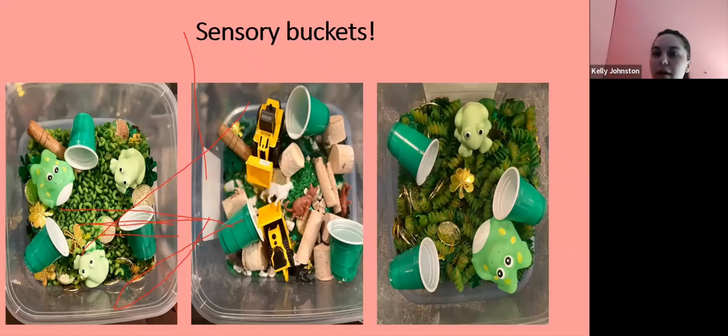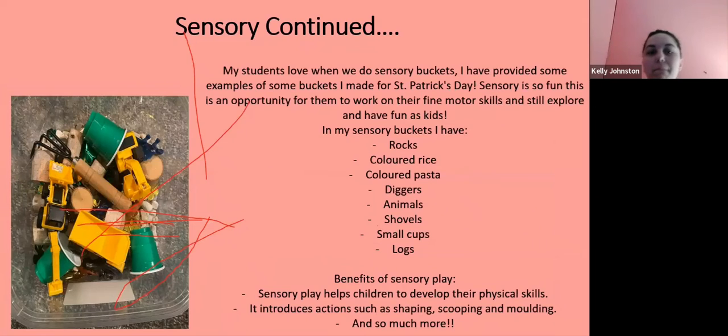These ones were a big hit. So colored pasta is great. Colored rice is great. Really anything you want to use. And just let the kiddos have fun. So this is, again, some things that we did for our sensory buckets, just in case you can use the PowerPoint. So there's rocks, colored rice, colored pasta, diggers, animals, shovels, small cups, and then logs and sticks are in there as well.